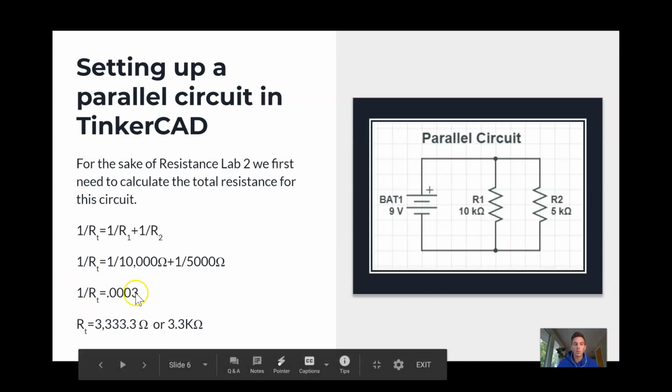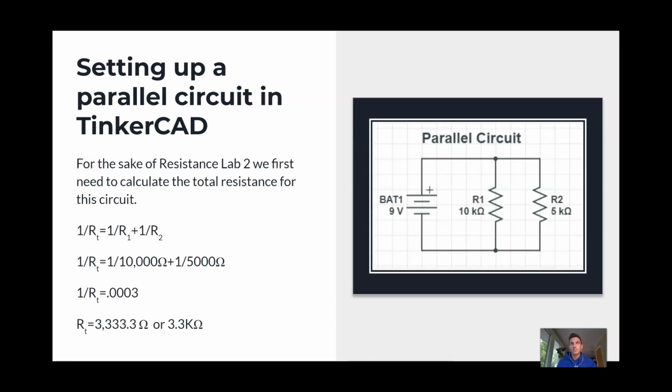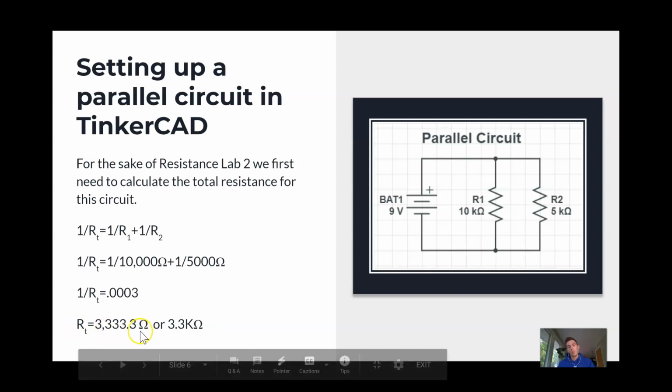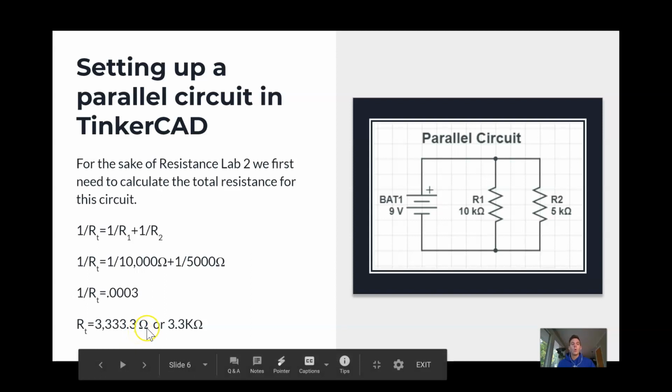So you can either cross multiply or you can hit the x to the -1 button, or type in 1 divided by answer. And that will come up with resistance total is equal to 3,333.333 repeating ohms, or we can convert that to be 3.3 kilo ohms.